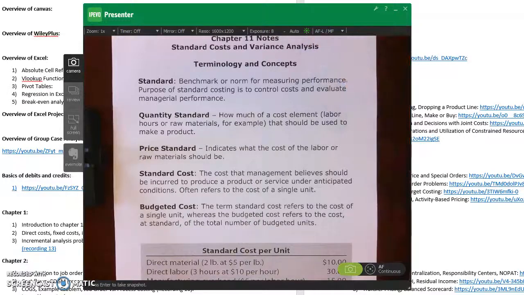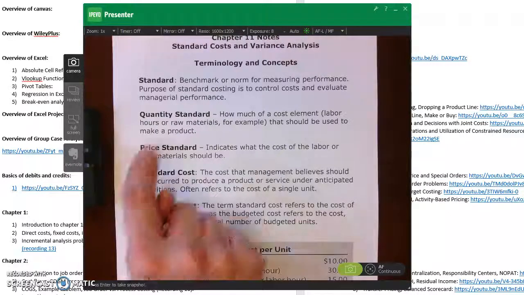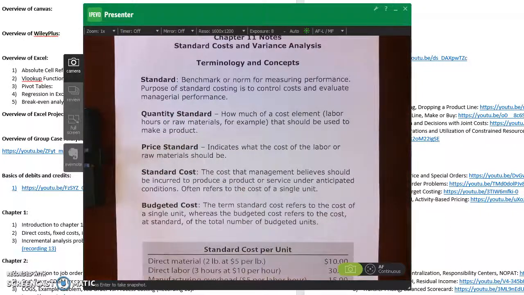So when we talk about a standard, we could say it's a benchmark or norm for performance. If we were to think about making pizzas, for example, that's the way I often think about it. We could say there's a direct material standard for making a pizza. For a cheese pizza, we use a pound of dough, a jar of tomato sauce, and a pound of cheese. Those are the direct materials. So that's how much we should use to make one pizza in terms of direct materials. That would be a quantity standard for making the pizza.